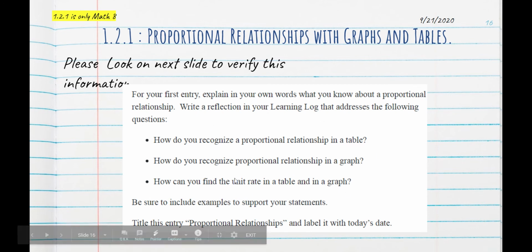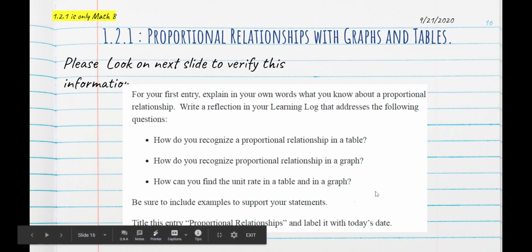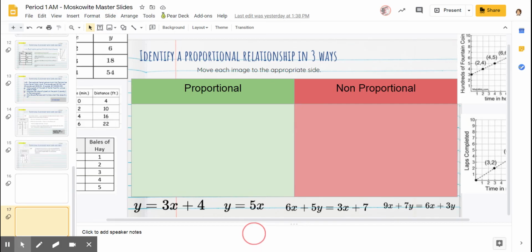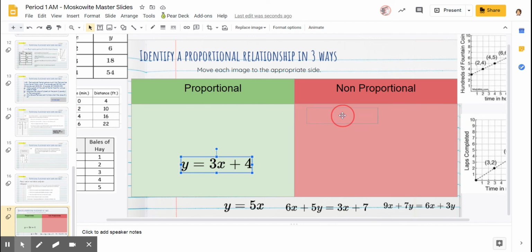Lastly, this is about making a learning log, and learning logs can be very difficult. So what I did was it says, please look on next slide to verify this information. So in order to meet all of this criteria, I did want to make sure that you had the option right here in order to copy this slide and put everything in the appropriate place. For instance, you should be able to look at an equation and see, is this proportional or is this not? And the way you know that is a proportional relationship is only multiplication. So here, there's adding 4. So I'm going to go ahead and make that not proportional.